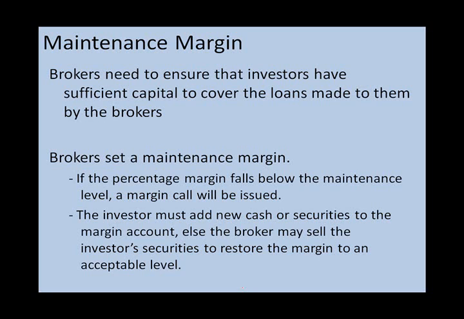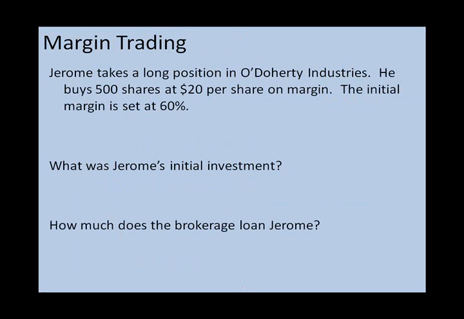These concepts seem fairly abstract, and margin trading in reality is actually quite confusing, at least to start with. So what we're going to do now is work through a few examples. In the first example, we're going to consider Jerome, who takes a long position in Doherty Industries. He buys 500 shares at $20 per share, and he's using margin. The initial margin is set by the brokerage at 60%. And we have two questions. First of all, what was Jerome's initial investment? And how much does the brokerage loan Jerome?